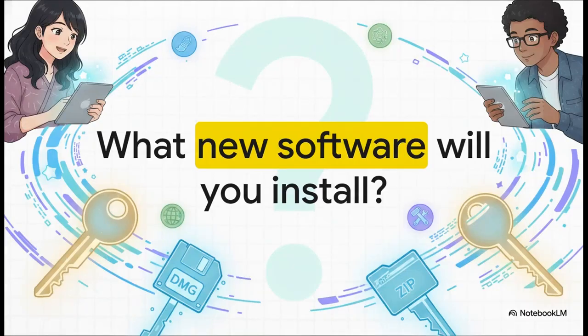So, by mastering DMGs, PKGs, and zips, and knowing exactly how to safely bypass Gatekeeper, you've basically unlocked your Mac's true potential. You aren't stuck in the App Store anymore. You've got the whole internet of power user tools right at your fingertips. Now that the walled garden is officially open, what powerful new software are you going to install today?